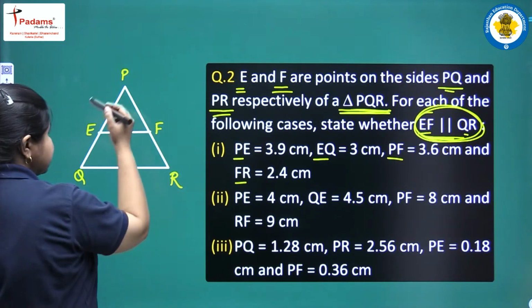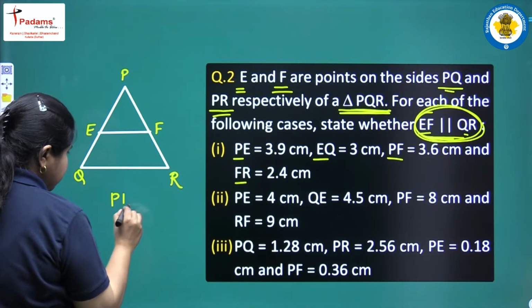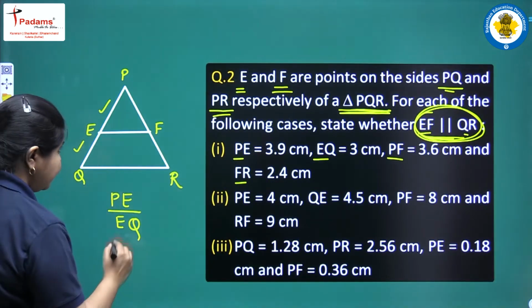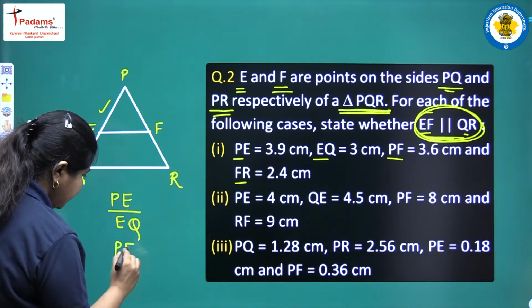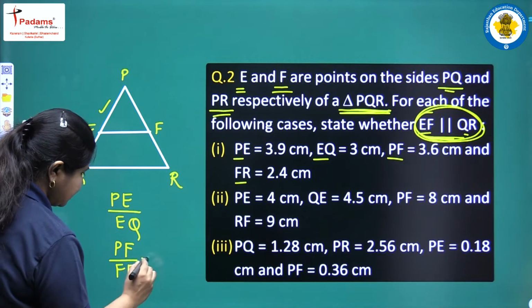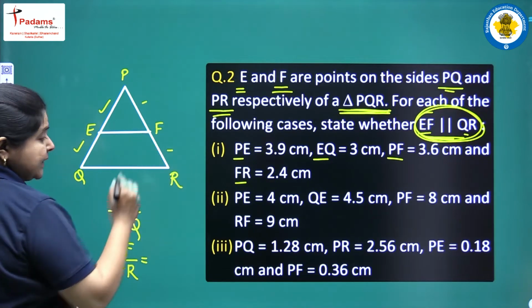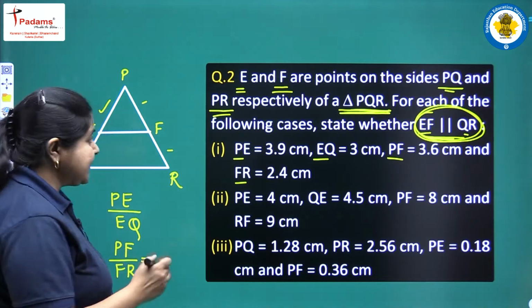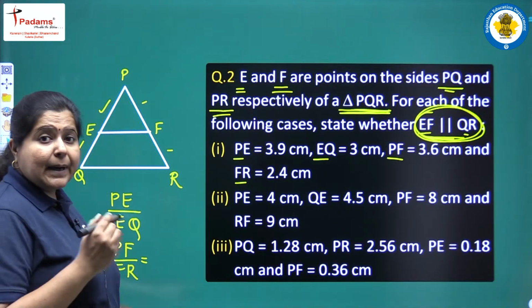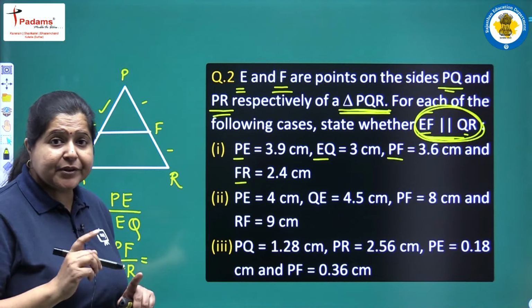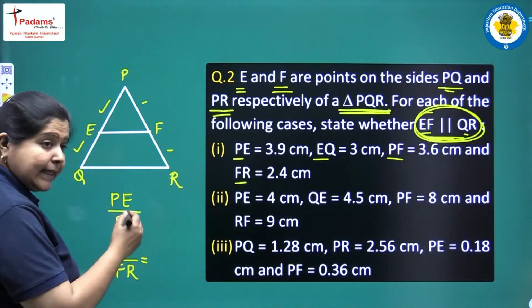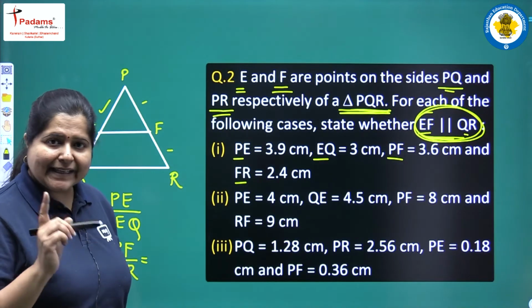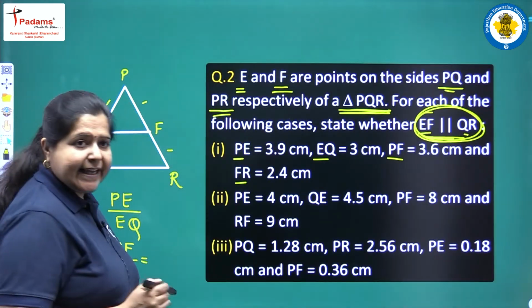यहाँ पर हम इन पार्ट्स का रेशो लेंगे PE अपॉन EQ. इन दोनों पार्ट्स का हम रेशो लेंगे. फिर हम अलग से रेशो लेंगे PF अपॉन FR. इन पार्ट्स का रेशो लेंगे, दिस वन एंड दिस वन. अगर ये दोनों साइड के रेशोज इक्वल आते हैं तब तो हम कह सकेंगे कि EF पैरेलल है QR के बाय द कन्वर्स ऑफ बेसिक प्रोपोर्शनैलिटी थ्योरम. और अगर ये रेशोज इक्वल नहीं आते हैं तब ये दोनों EF और QR पैरेलल नहीं है. Getting it? So we will be taking all these 3 cases one by one.